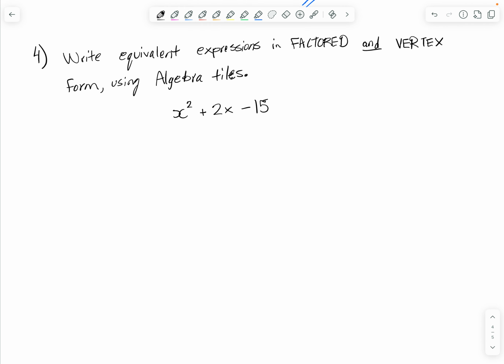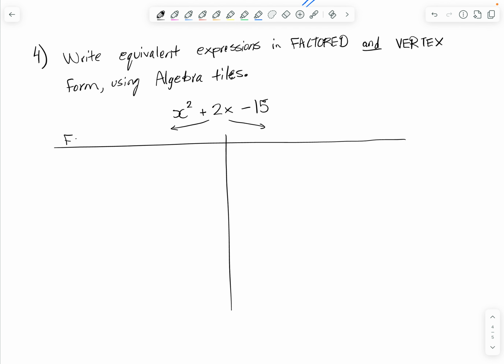Okay, so given that expression, I want you to rewrite that in factored form and vertex form using algebra tiles. I'll split this in two to make it easier so we can compare and see. So that's my question right here, the expression. I'll go left and right: here I'll show you factored form, and here we'll do vertex form. And I'll make some notes here just to help us along the way.